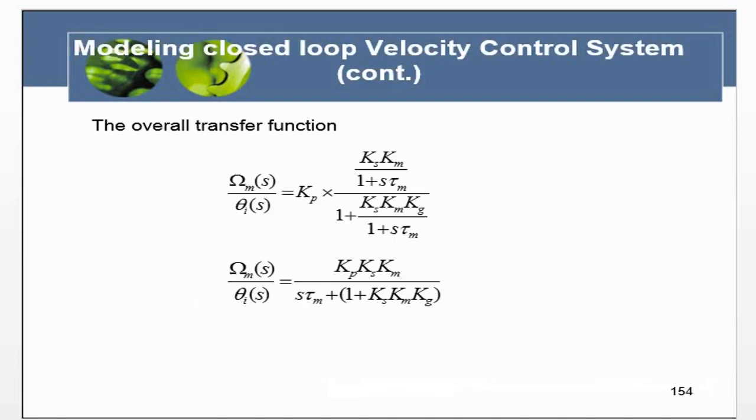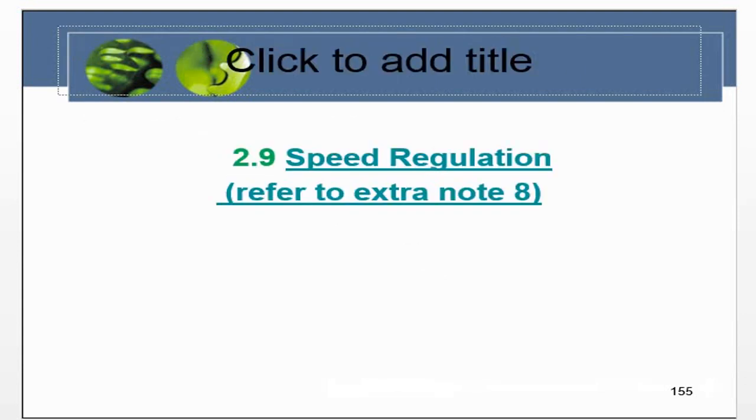The overall transfer function, that is, we get ωos per θis is equal to KpKsKm per [Sτm + (1 + KsKmKg)]. That is the last of the overall transfer function. Okay, the speed regulation refer extra node X.